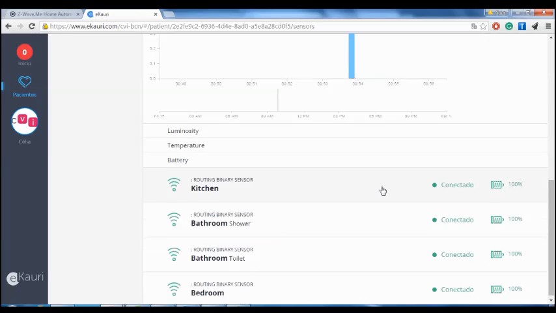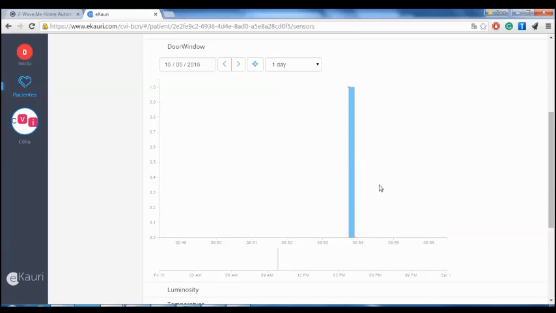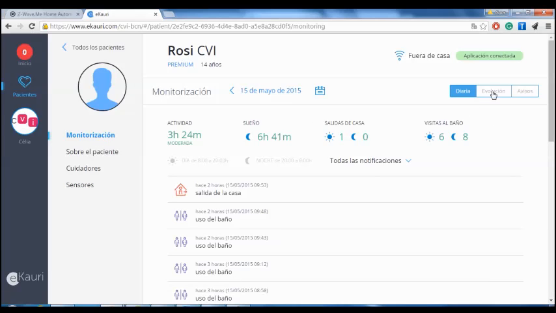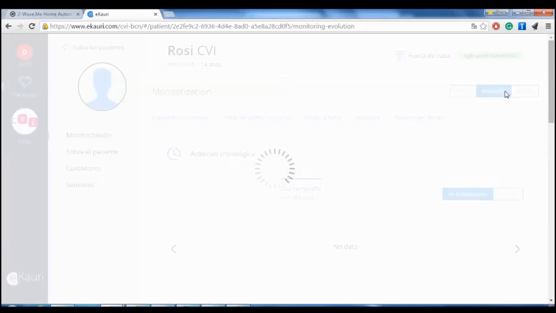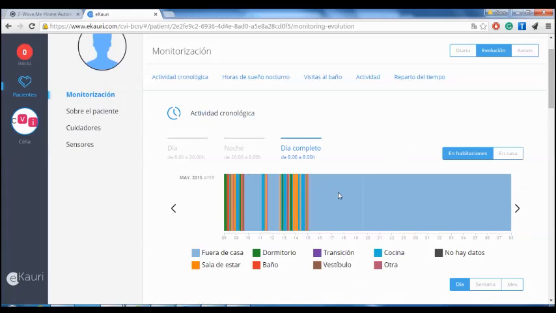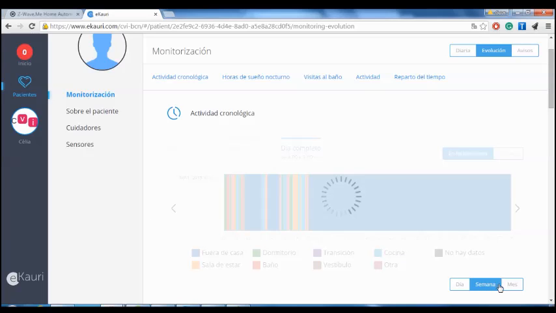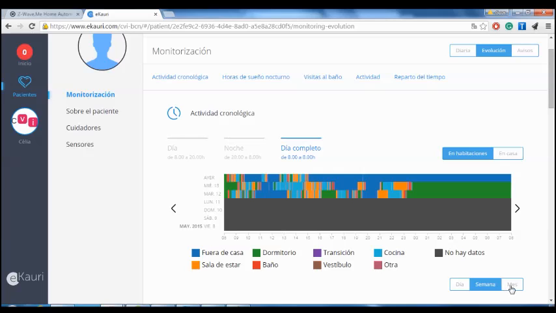So this is how you can test all the sensors, and you can also go to monitorization, and here you can see a whole timeline of the day, where they were, which room in the house, or if they were outside of the house. And you can also see here semana per week, and here a month. So that's how you test the sensors.